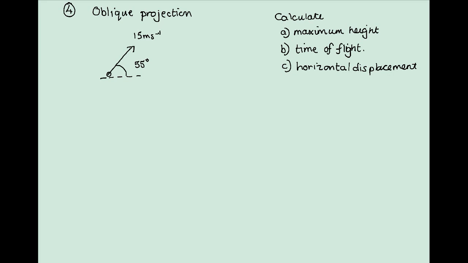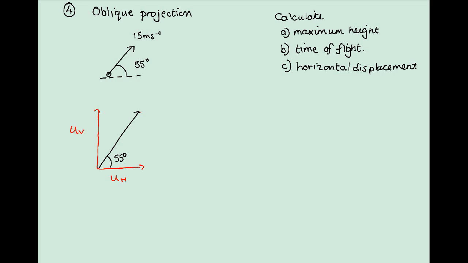Now, in this case, the only real difference between this question and what we've done before is that we're going to have to first of all resolve this initial velocity into its horizontal and vertical components. So to do that, first I'm going to redraw this velocity vector a little bit bigger so that we can see what we're doing. So there we go. And we're going to put on the horizontal and vertical components. So the horizontal component there representing the horizontal speed and the vertical one there.